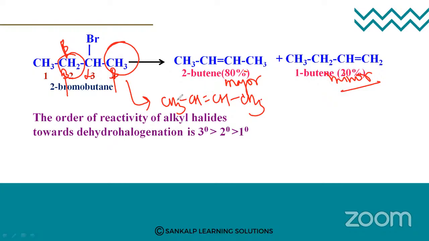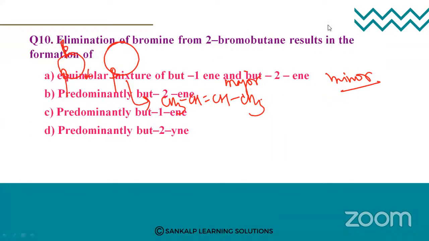Suppose the question asks which agent is used as the dehydrohalogenating agent. It is alcoholic KOH. Keep that in mind, very important. Alcoholic KOH is called the dehydrohalogenating agent, and it is used in the removal of one mole of hydrogen halide. So this is beta elimination, or elimination reaction. We'll solve some questions.